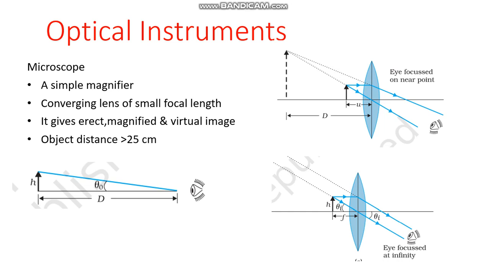About optical instruments. The first is the microscope. A simple microscope is a simple magnifying lens. It's a magnifier. It uses a focal length. It uses a converging lens, a convex lens, and in this the object has to be placed within 25 centimeters, because the human eye has a limitation. If you place the object closer than 25 centimeters, it finds it difficult to focus.